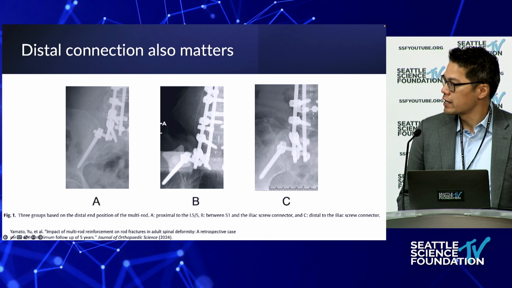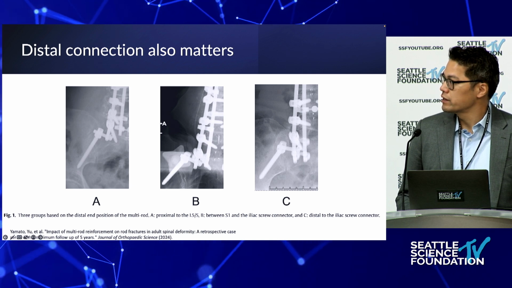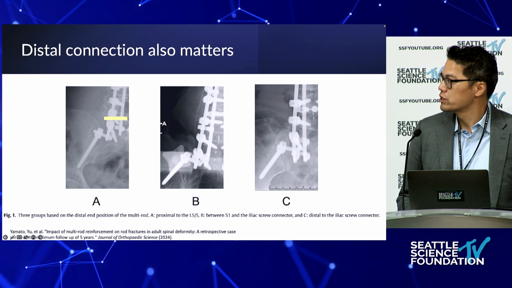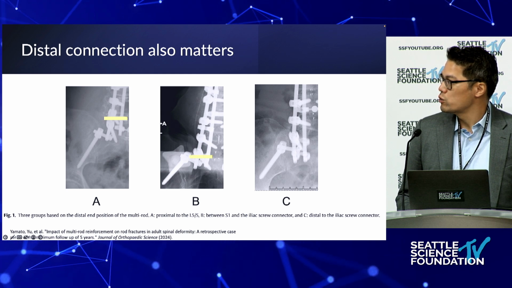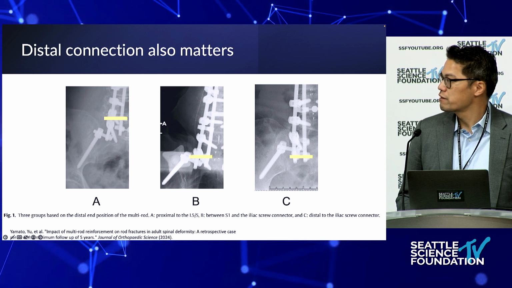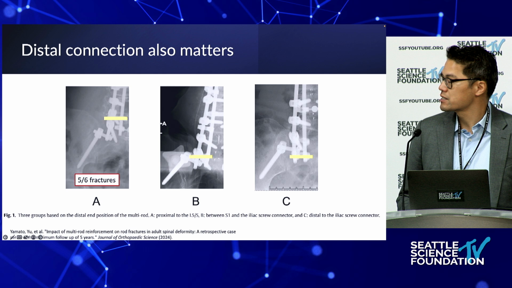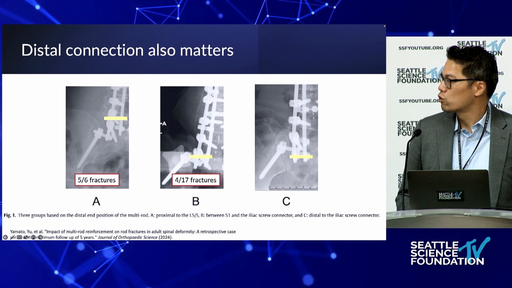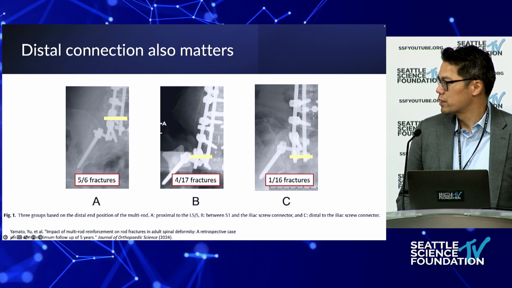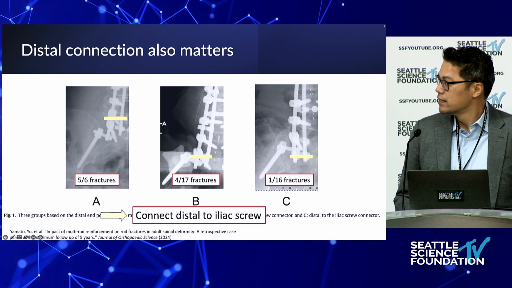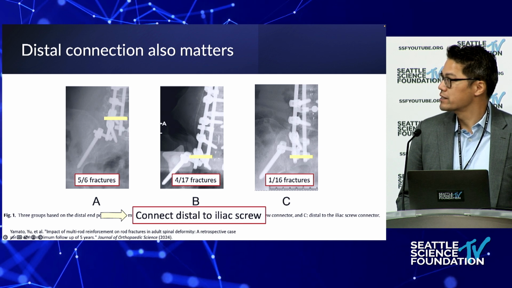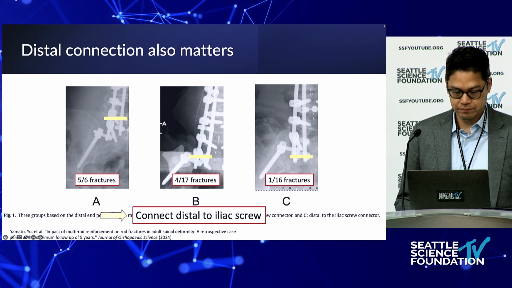This group showed that the distal connection also matters. They looked at different groups of patients where the connector was proximal to the S1 screw, between the S1 screw and the pelvic screw, or distal to the pelvic screw. What they found was in the first group, 5 out of 6 patients had a rod fracture. 4 out of 17 patients in the second group had a rod fracture, and 1 out of 16 in the third group had a rod fracture. So that would suggest that connecting your accessory rod distal to the iliac screw is protective against rod fracture.